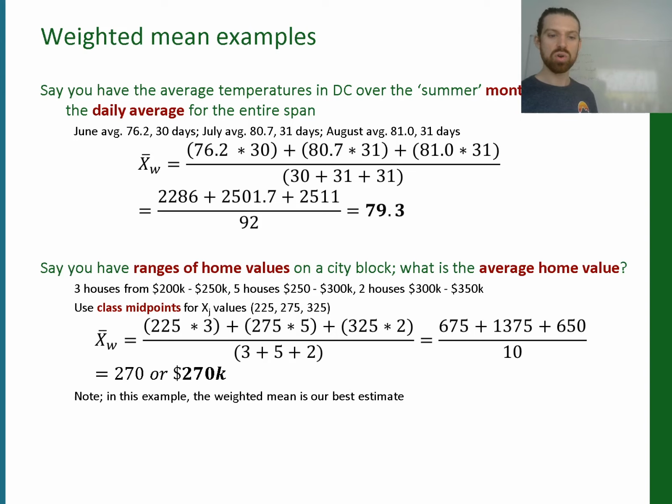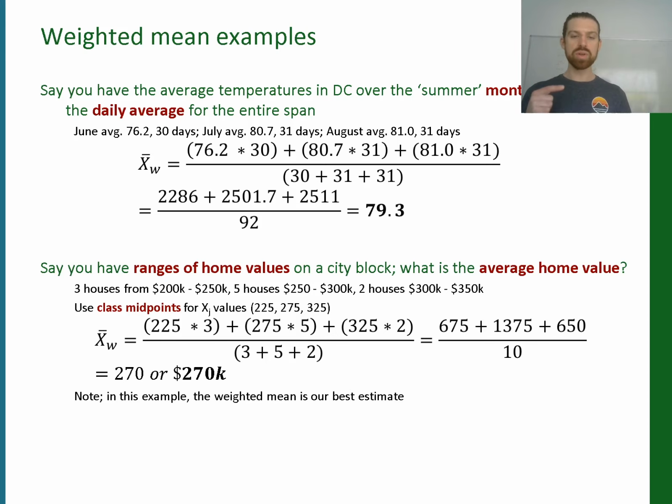So when we say we've got 200 to 250k, we're going to take the mid value here, which would be 225k. For the 250 to 300k, we take the mid value, which is 275k. And for the 300 to 350k, the mid value is 325k. So when we then put the numbers together here, the 225k multiplied by 3 represents the 3 houses in this bracket. We've got 5 houses in this bracket, and we've got 2 houses in this bracket. We're then able to get our numerator, and our denominator is just the summation of the number of houses that we have, which is 10. And then we get 270, or 270k, as the weighted mean here. So that must mean that our numerator over here adds up to 2,700.